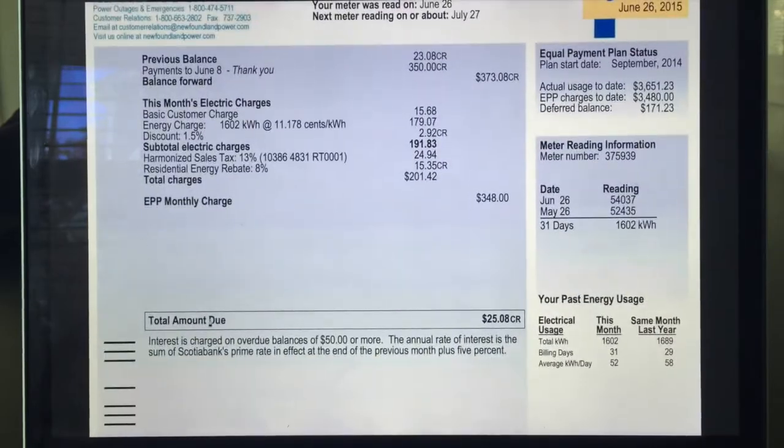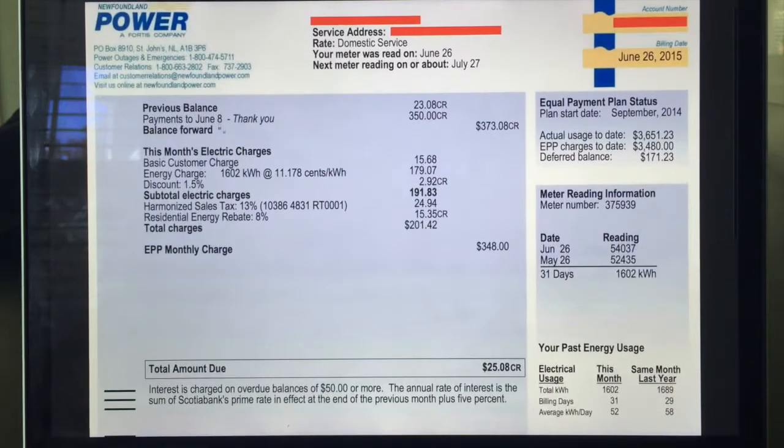Okay, so next we'll look at this large block here. I kind of like to think of it in about three different blocks. The first one is displaying what your previous balance was, what your previous payment was, and what your balance going forward is. So you can see that we had a previous balance of a credit of $23. Because we're on an EPP, we had a payment of $350, and our going forward balance is a credit of $373. So that shows you what your balance was prior to this bill.